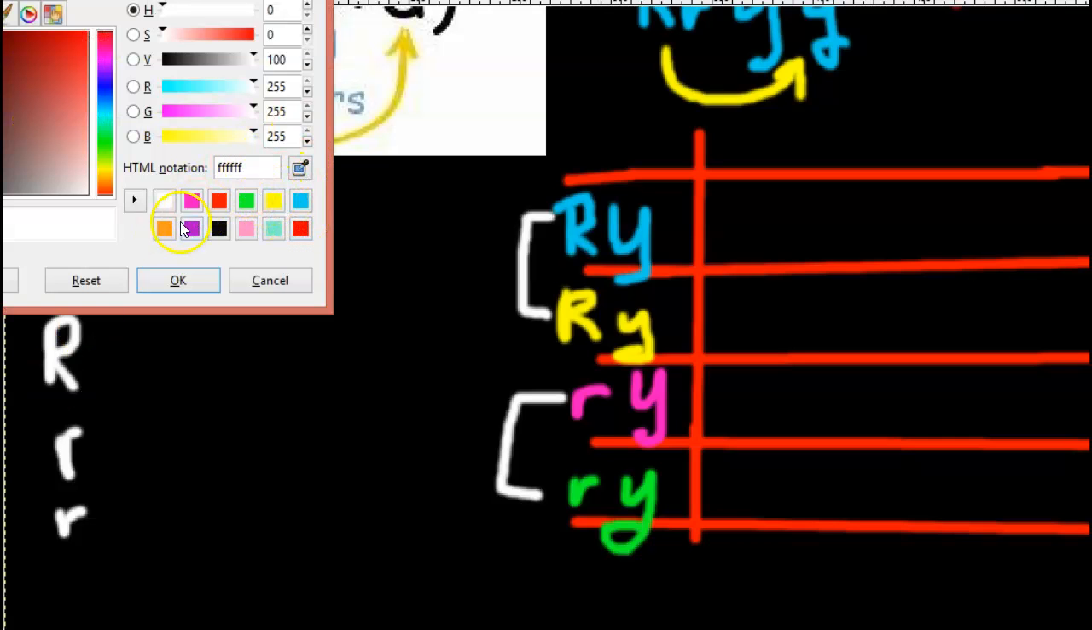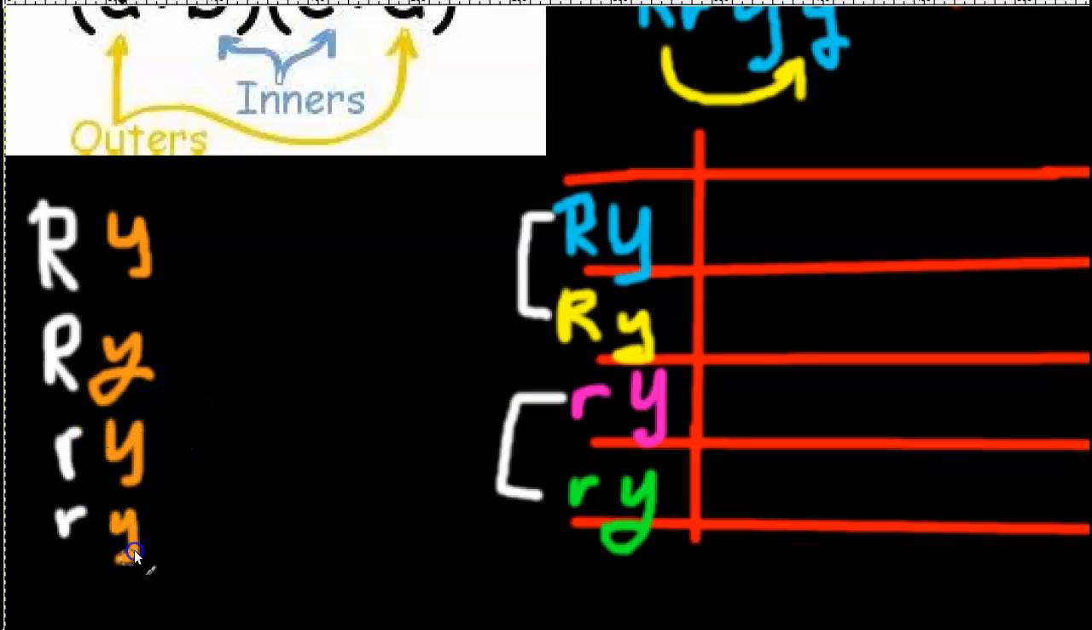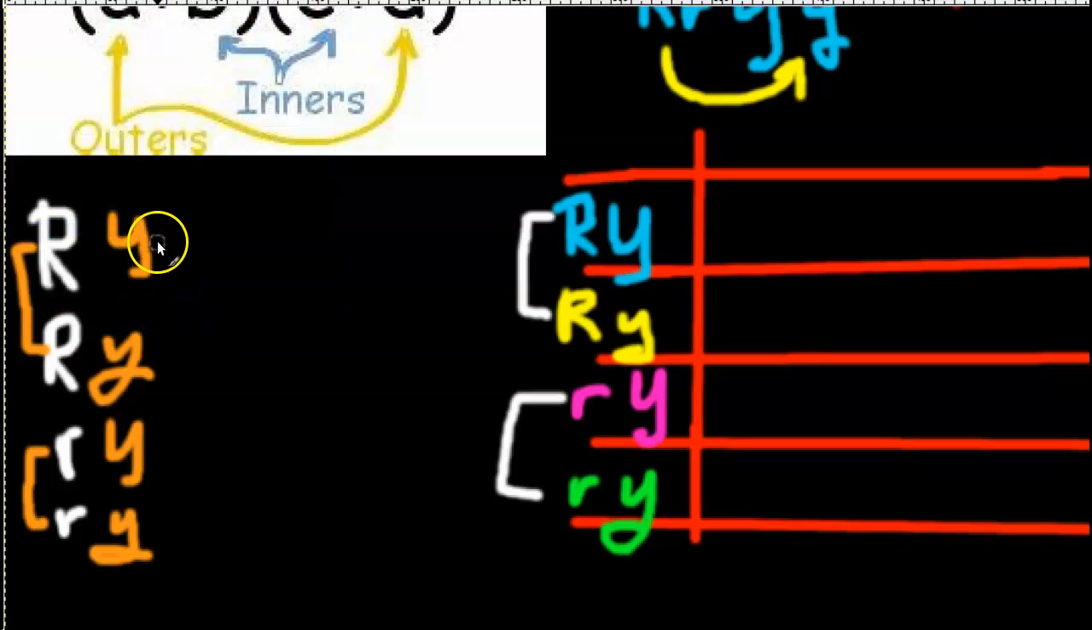And then let's try to get another color here. We'll use that one. Now notice the pattern here. We're going to have a dominant, lowercase. We're going to have a dominant, lowercase. It's really, really important that you understand this pattern. These two are dominant on the first trait, and these two are recessive on the second trait. These are dominant, see, dominant right here, recessive, dominant, recessive.